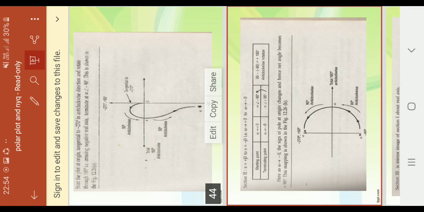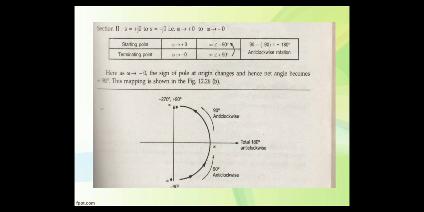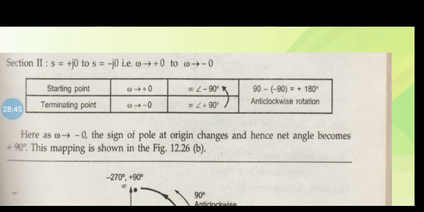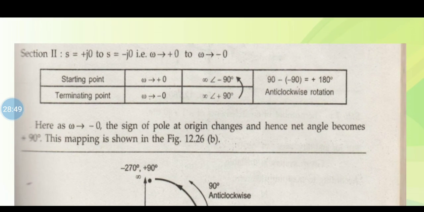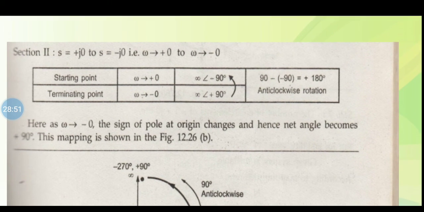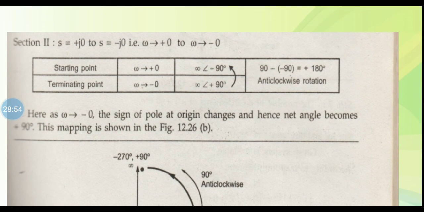The second section is s equal to plus j0 to s equal to minus j0, so omega plus 0 to omega minus 0. Starting point omega plus 0: substitute in the magnitude M, it will give infinity. The angle will come minus 90 degrees.